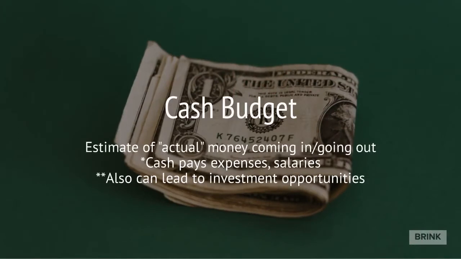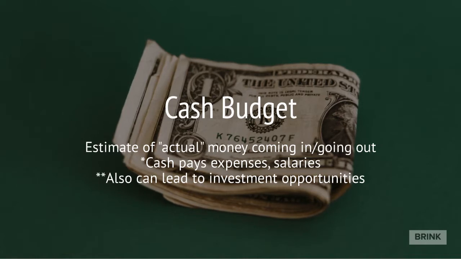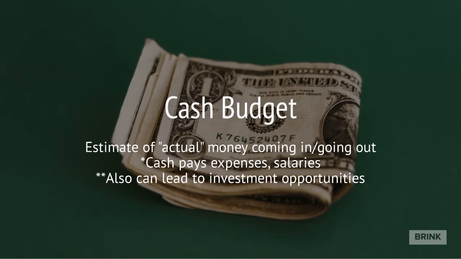A cash budget is an estimate of the actual money coming in or going out. This simply means that money is not being borrowed or it's not going to be repaid later. Cash helps pay for expenses and salaries during operations, and it can lead to investment opportunities when excess cash is available at the end of the period.